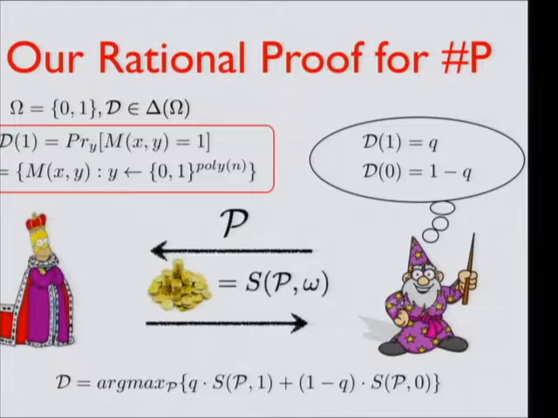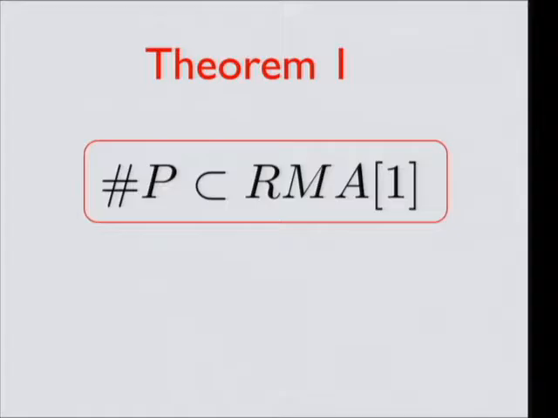And one thing that we do prove is that we give rational proofs for this very large set called the counting hierarchy. And we show that anything in the counting hierarchy has rational proofs using scoring rules, and that the only things for which you can give rational proofs with constant rounds is the counting hierarchy. So for any problem for which you give me a rational proof, I can give you a rational proof with a scoring rule.